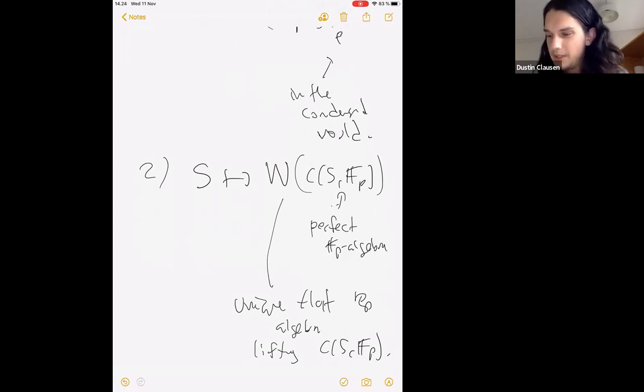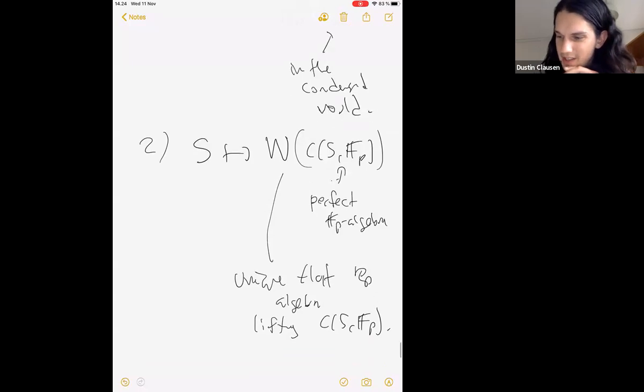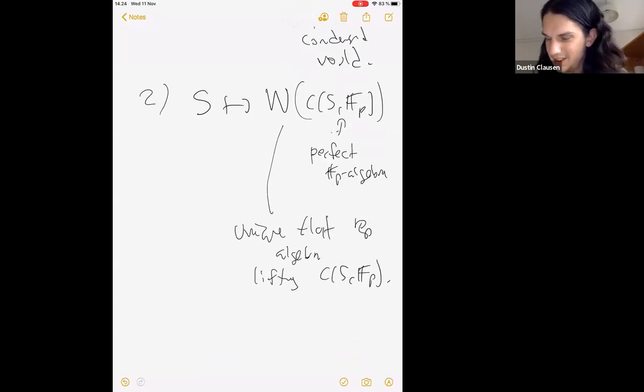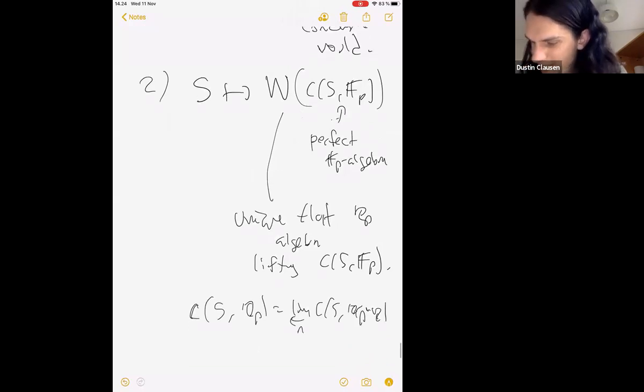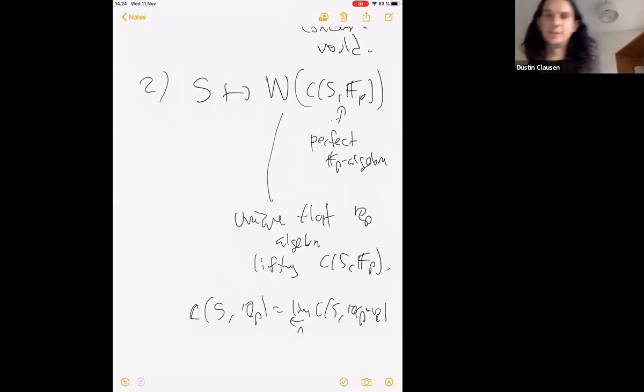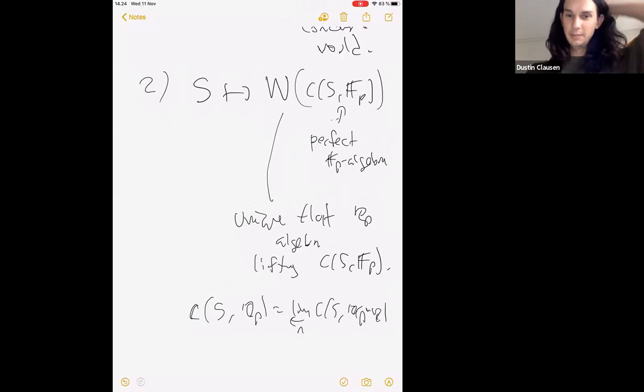Well, why are these options the same, by the way? Well, I guess you have a comparison map. Continuous functions from S to Z_p is the inverse limit over n of continuous functions from S to Z/p^n Z. Well, this is a p-adically complete flat lift of continuous functions to F_p. So it's a result of this deformation theory, the uniqueness of this Witt vector construction for perfect F_p-algebras, that proves that it's the same.